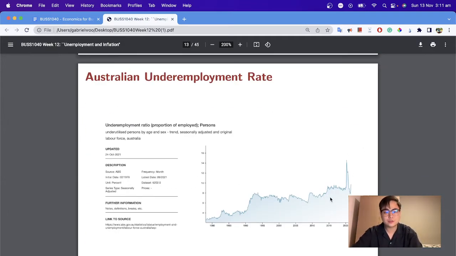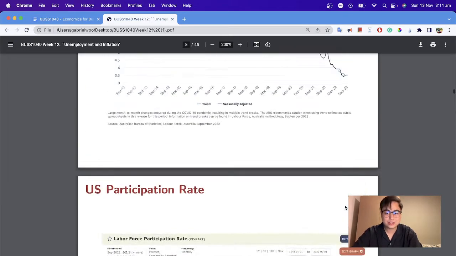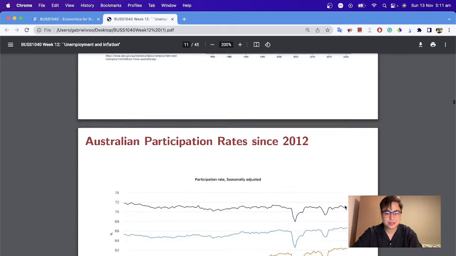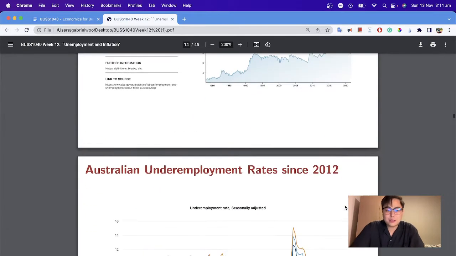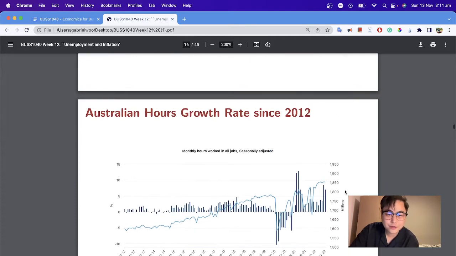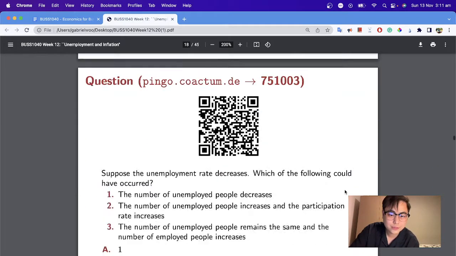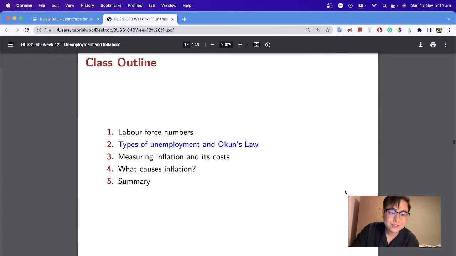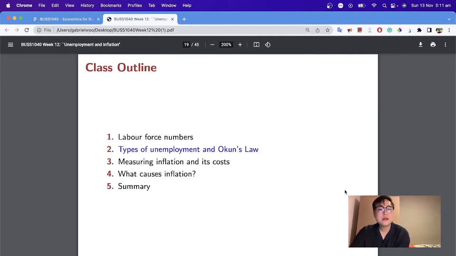So here's the Australian underemployment rate. We can really see a big spike in 2020, in relation to not such a big spike during the 2020 unemployment rate. Some additional figures around Australia, annual growth rates and whatnot. So that's the labor force numbers and interpretations of labor force numbers.